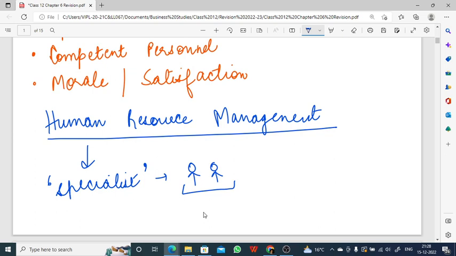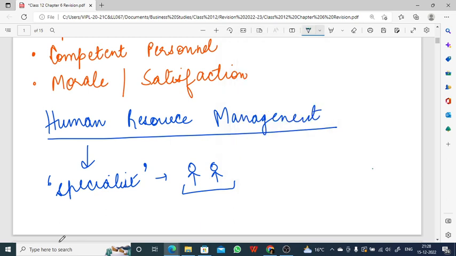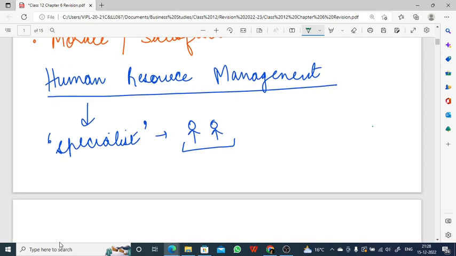So there are certain things that are expected of human resource management to take care of, like for example, recruitment. Jo log chahiye, people who are required, they should be recruited. Since we are doing revision, I hope we are clear that recruitment is just a positive process where we are calling people who are interested in the job. There are some qualified people.